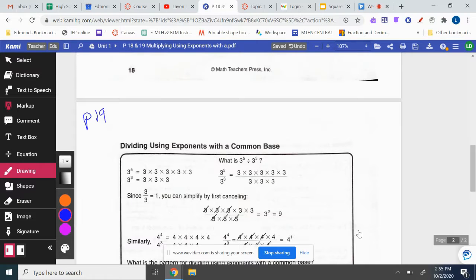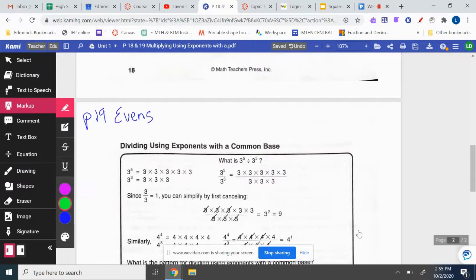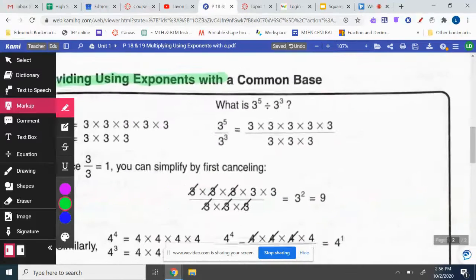Now we're doing evens again. Now we're going to be dividing using exponents. Well, if multiplying is adding, then dividing is going to be subtracting. So here's what they do. They expand it all out nicely for you in our example.